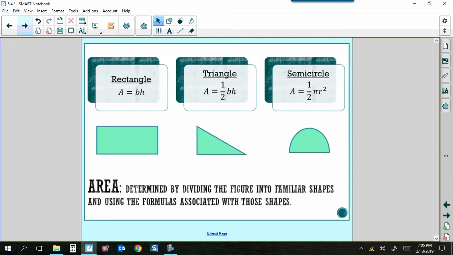Okay, the formulas that we need to know. First, finding area is determined by dividing the figure into familiar shapes and using the formulas associated with those shapes. You're going to break these shapes up into any of these three. A rectangle looks like this. The area of a rectangle is base times height, or length times width, where the horizontal side is the base or length, and the vertical side is the height or width.